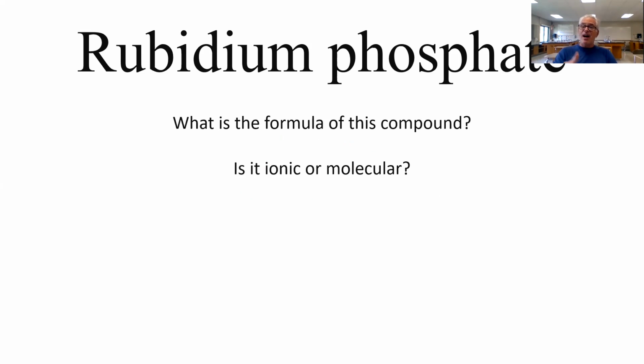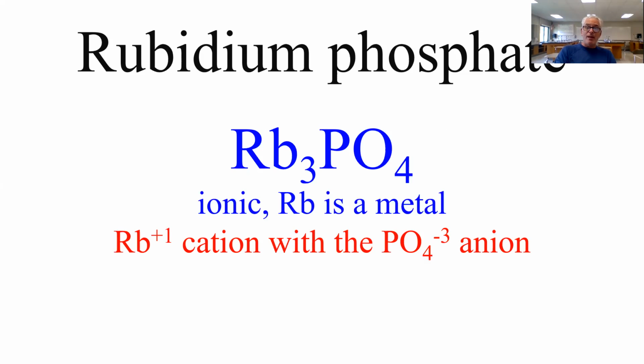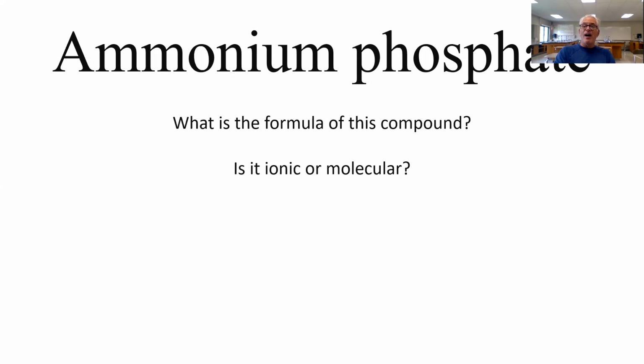Here we go, rubidium phosphate. Now phosphide and phosphate both have phosphorus, but they're not the same. Phosphide is phosphorus anion. This is PO4 with a -3, crisscross, right? So we're going to need 3 rubidiums and 1 phosphate. No parentheses needed here because we only have 1 phosphate. If we had a multiple of phosphates, then we need parentheses, but we don't have that here. We have 1.